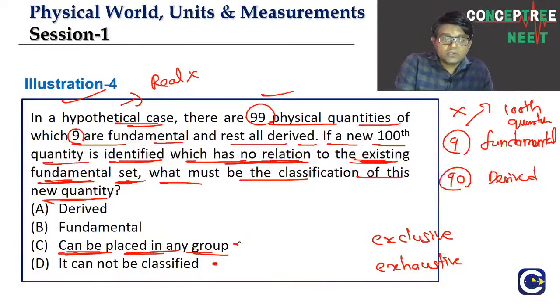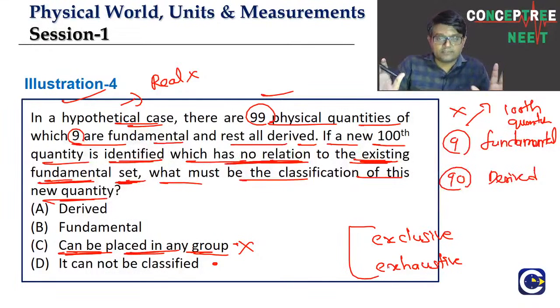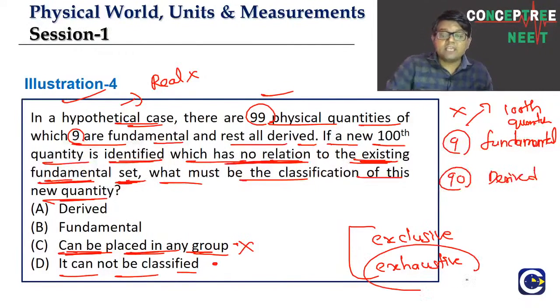Clear, students? So this is not going to be happening. Why? Because look at our two factors. Then option D is saying what? It cannot be classified. Remember what we said? This classification is also what? Exhaustive. Even if you are getting a new quantity, that new quantity also we must be able to include. So the classification is exhaustive. So you cannot say that we will not classify it.